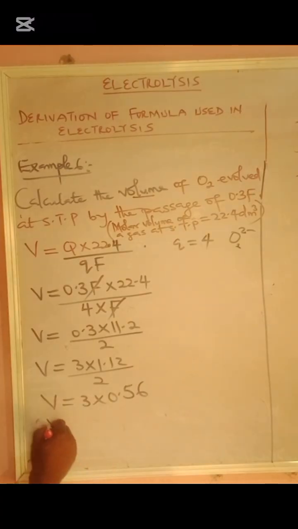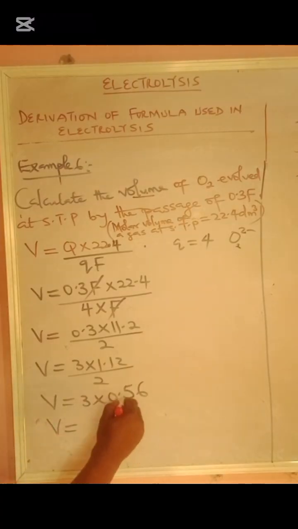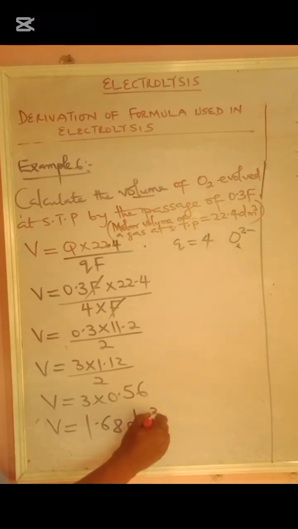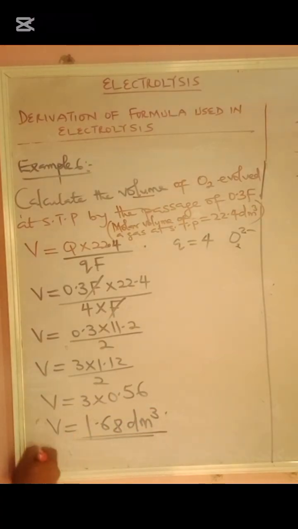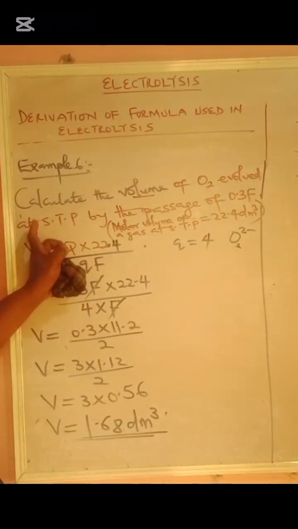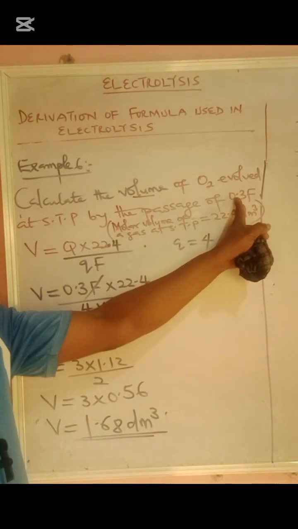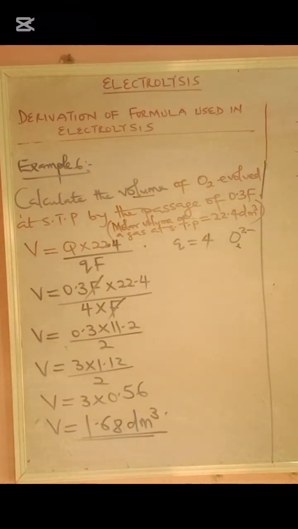So from here we have V is equal to 1.68 dm cubed. That's the volume occupied by oxygen. That's the volume of oxygen involved at the electrode by the passage of 0.3 Faraday. That is the answer.